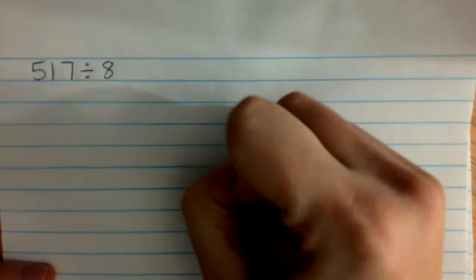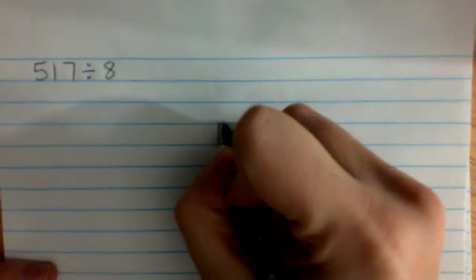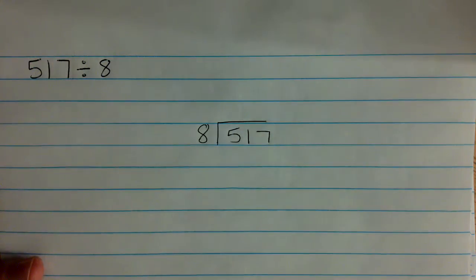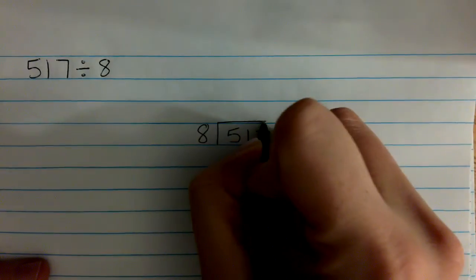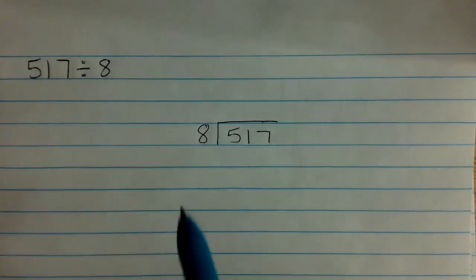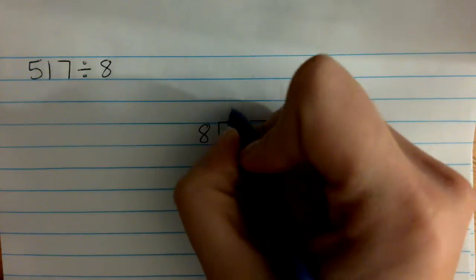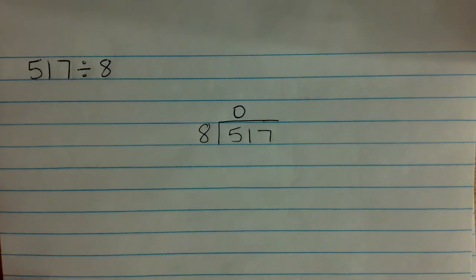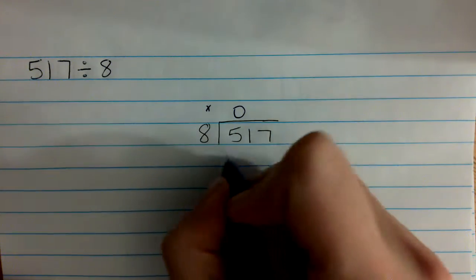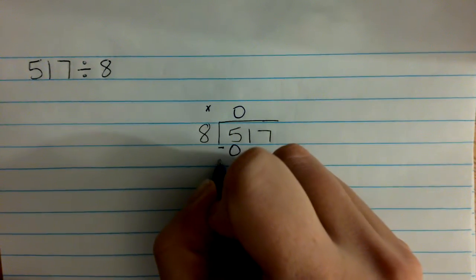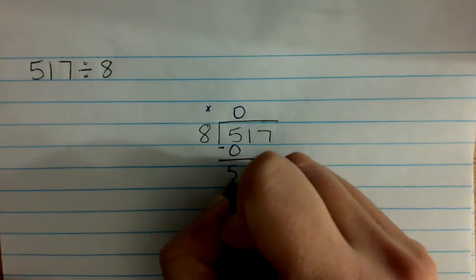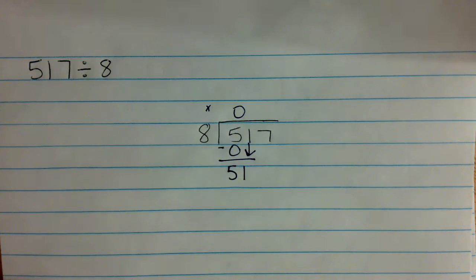Okay, so we have 517 divided by 8. I'm going to set up my model. 517 divided by 8. So let's look at this. Can 8 go into 5? Nope. So I'm going to just put a 0 there. So 0 times 8 is 0. So I'm going to put my 5, bring down my 1.